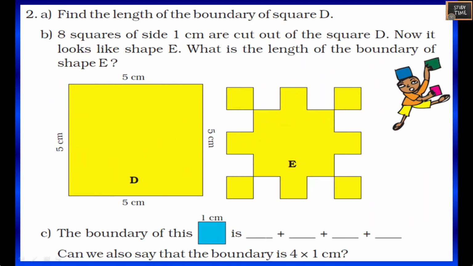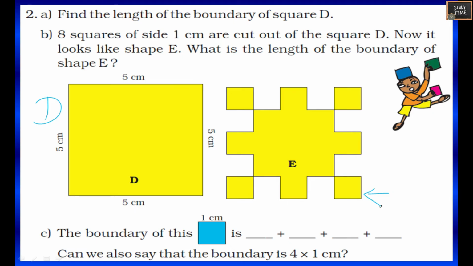Next, find the length of the boundary of square D. So this is D. 8 squares of side 1 centimeter are cut out of the square D. Now it looks like shape E. So this is shape E. What is the length of the boundary of shape E?